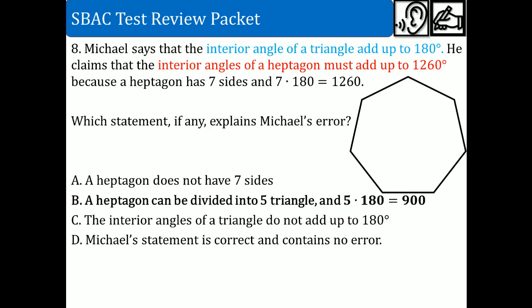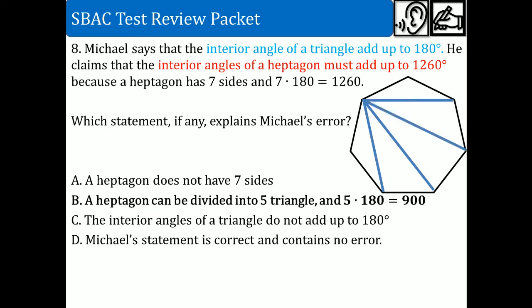Next, you want to test: a heptagon can be divided into 5 triangles, and 5 times 180 equals 900. Let's see if this is true. I cut the heptagon with a line. This would be my first triangle. Remember, a triangle has 3 sides, so I can cut it right here and make a triangle. Where I cut has to be coming from the same spot. So now again, I cut it again. That would be my second triangle. Cut it again, then I cut it one more time.